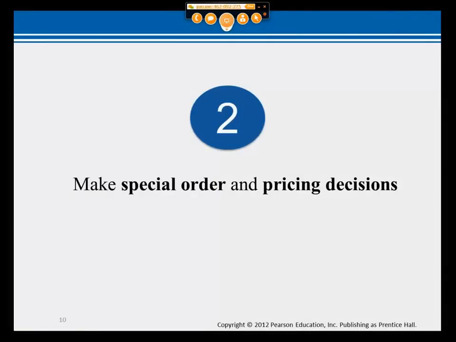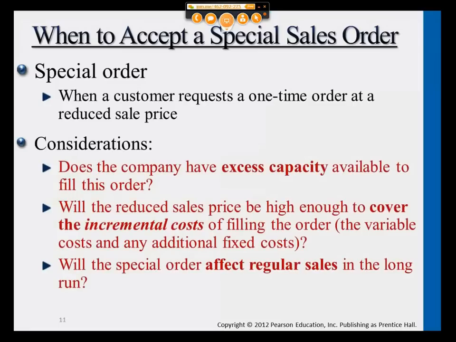So let's look at the second one. What we're going to learn right now is how we make special order and pricing decisions. So the first one was not that difficult, right? The second one, what we want to understand is when to accept a special sales order and when not. So what is a special order? A special order is something that deviates from my regular production. It's a one-time order at a reduced sale price. Okay, a one-time order.